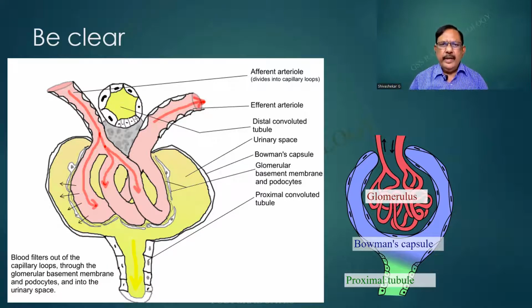After all, what is urine? Urine is an ultrafiltrate of the plasma. And what is plasma? It is blood. And where does the blood come from? It is from the capillaries. So without knowing this, there is no point in reading the renal pathology. So structures: the glomerulus, the Bowman's capsule, the space, and the proximal convoluted tubule.